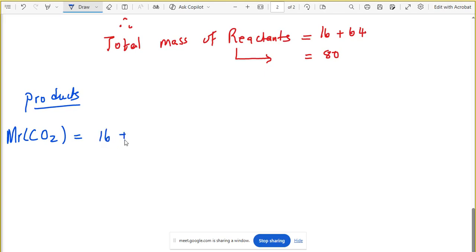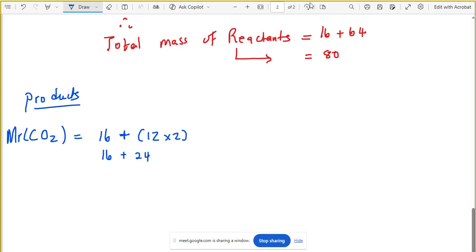We're going to add this to O2, oxygen, that's 12. You multiply that by 2. Then this will be 16 plus 24. And then 16 plus 24, what is that equal to? Wait, 12 times 2, that's 24, right? Yes. Let me go back.